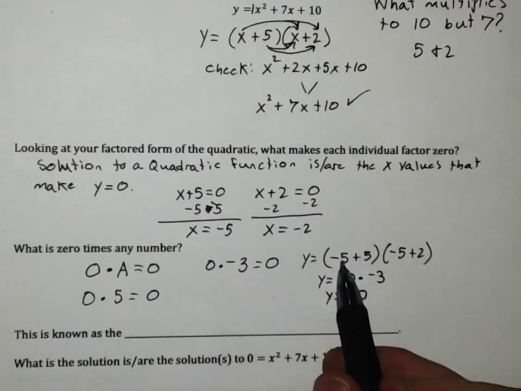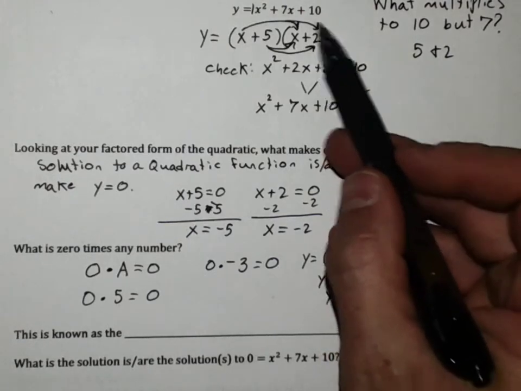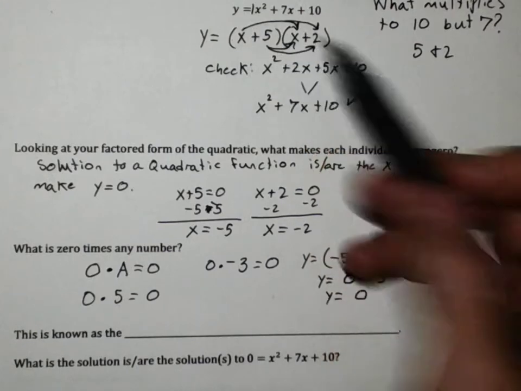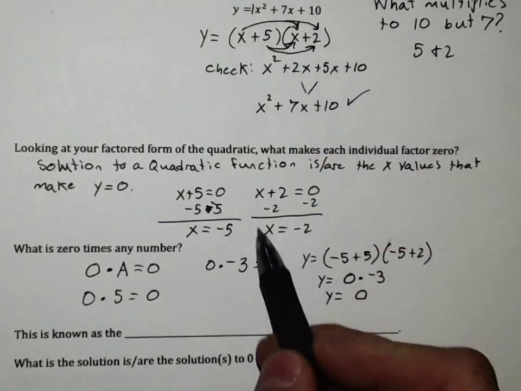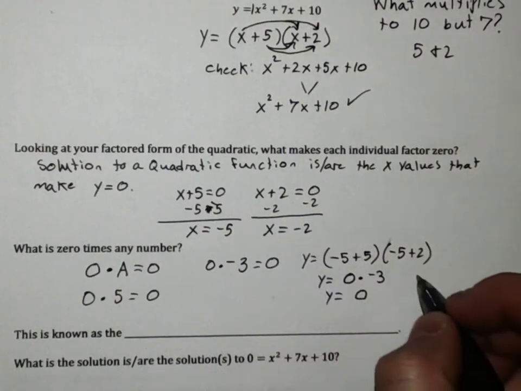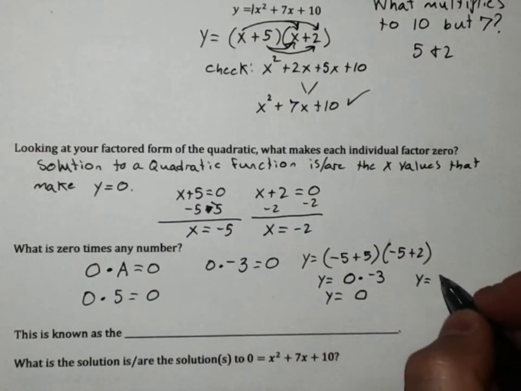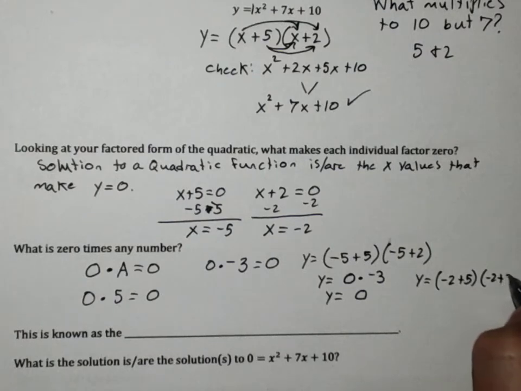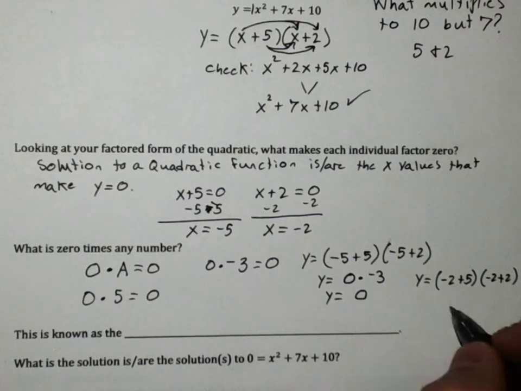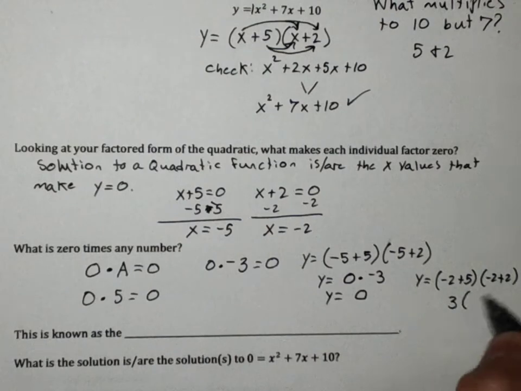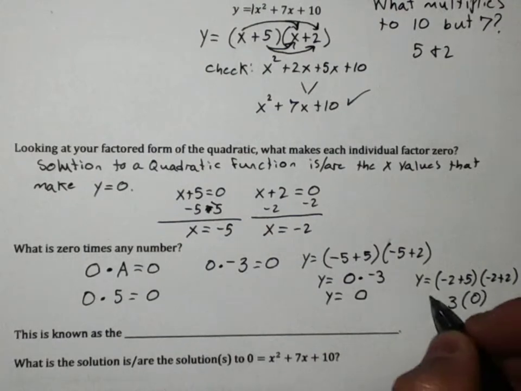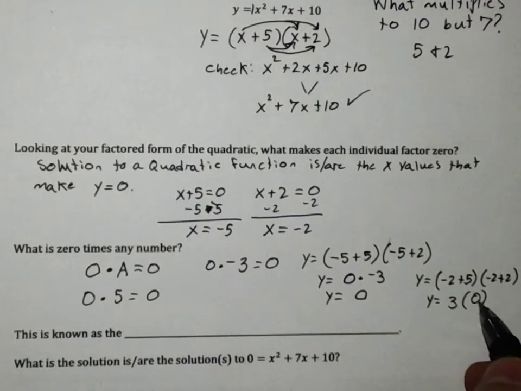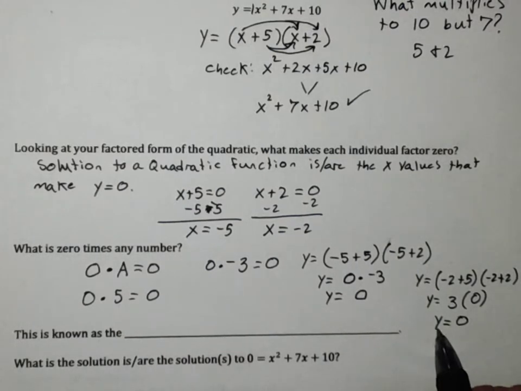But we could do the exact same thing with our other factor on this side, the x plus 2. What makes x plus 2 equal 0? Well, it's -2. So I could plug back into the original function, x equaling -2. And if I plug in -2, over here, we get positive 3, but over here we get 0. And again, 3 times 0 is 0. So it makes y equal 0.